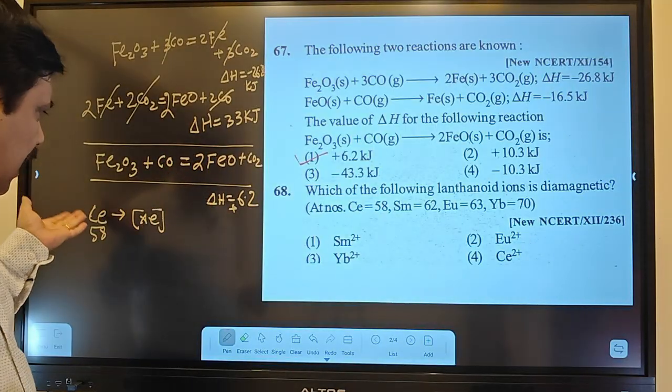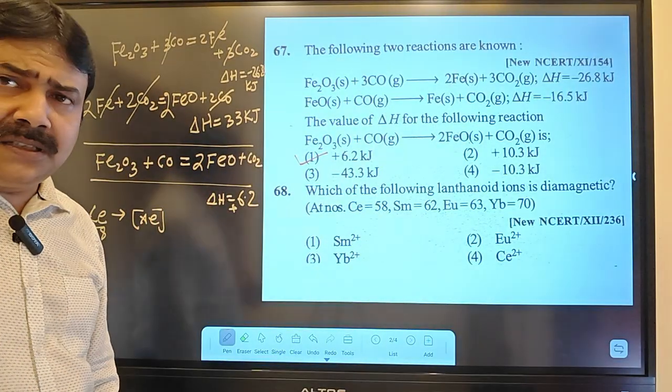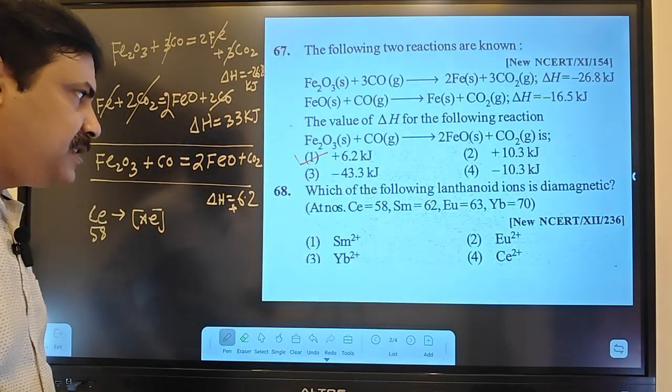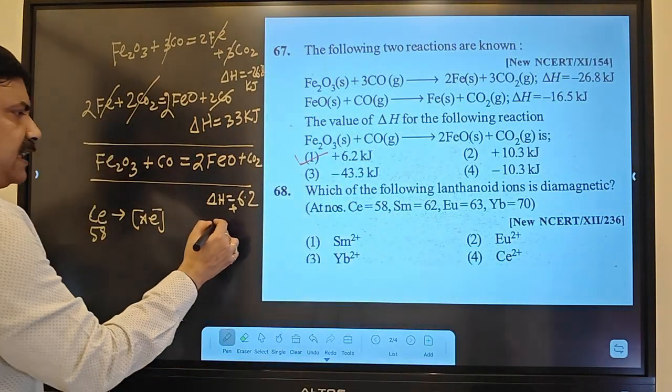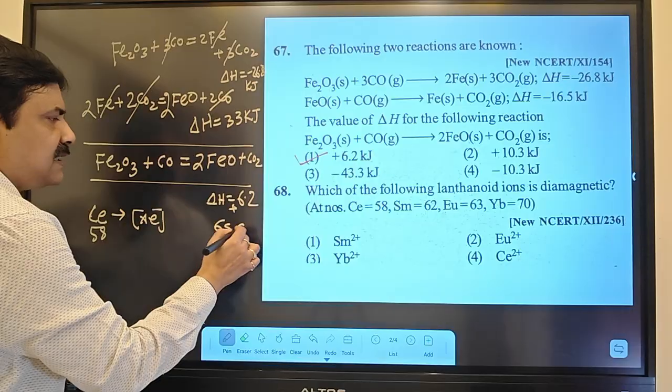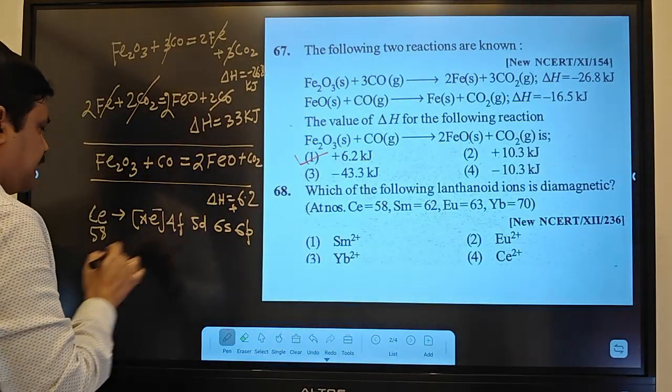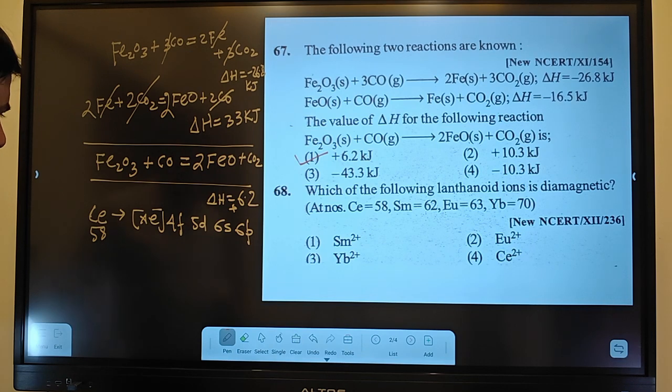So after that, this is the last element of the fifth period. That means cerium is a sixth period element. Obviously, it has 6s and 6p. Obviously, it should also have 5d and 4f. Compared to xenon with atomic number 54, there are still 4 electrons extra.